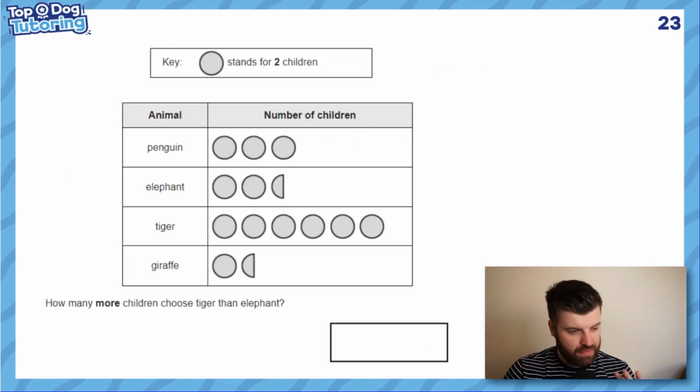Here's another pictogram. Again, I'm not going to say anything this time. You're going to try and solve it yourself. Then we'll go through it together afterwards, but you do have a key.